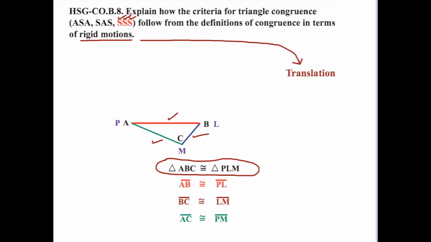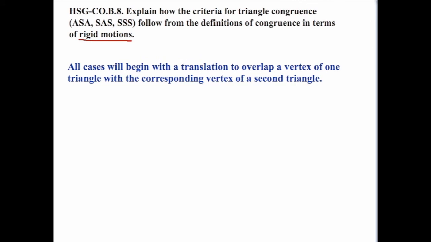The rigid motions that we used: a translation to slide one endpoint over to fit exactly over the matching endpoint of the respective segments. Then we have to use a rotation to get that first pair of segments to match. And then we have to do a reflection to get the second pair of segments to match.